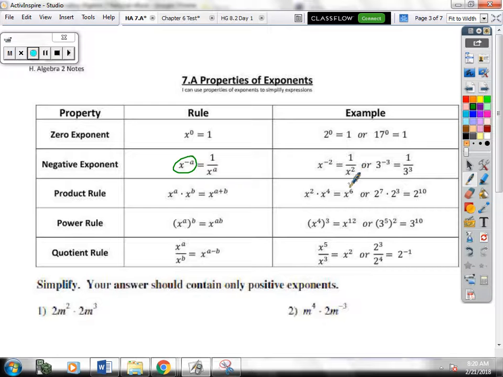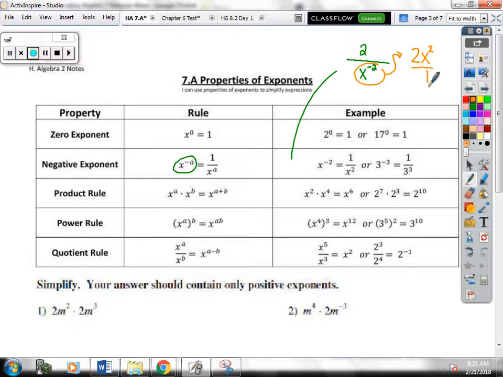Now remember, side note here, if it were to start out in the denominator, 2 over x to the negative 2 power, you would then move it to its opposite location in the numerator, and then it would become positive. So this would be 2x to the positive 2 power, technically over 1 if you want to. You don't need the 1. But it's just going to switch locations from the denominator to the numerator.